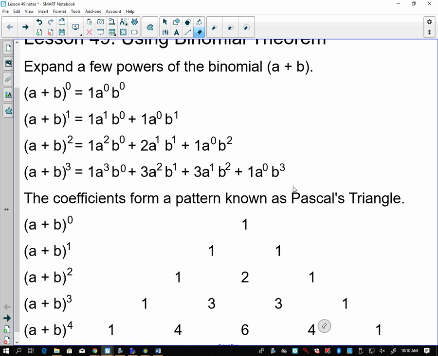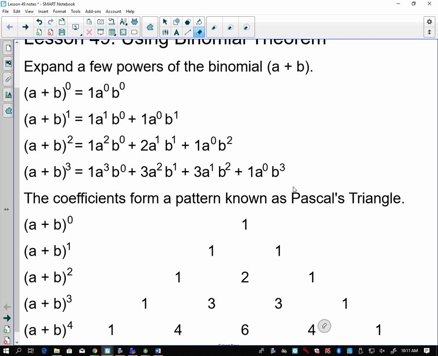I'm going to have 1, 3, 3, 1. It's going to start off as a cubed, then go down to a squared, then a to the first, then a to the 0. It's going to start off b to the 0, b to the first, b squared, b cubed. Now let's just talk about this for a second. Let's talk about the pattern of the exponents of the variables, okay?